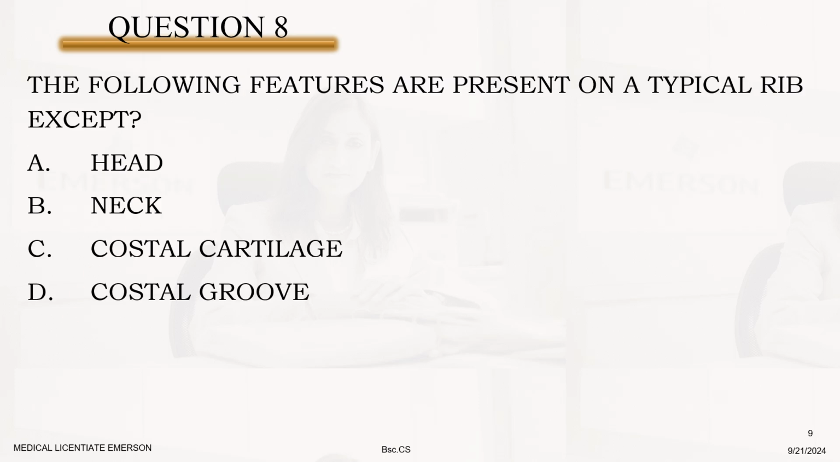Then the following features are present on a typical rib, except: A, the head, neck, costal cartilage, and the costal groove. Which one is absent? The one which is absent, of course, is the costal cartilage. This is not a feature of a typical rib.